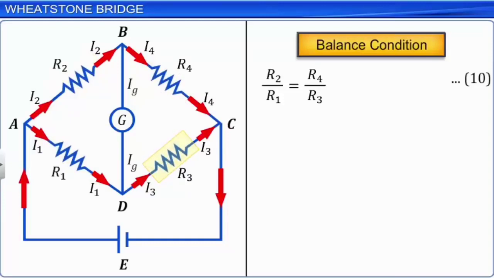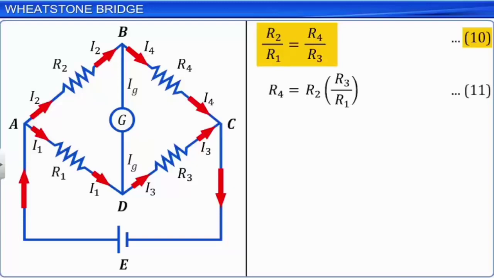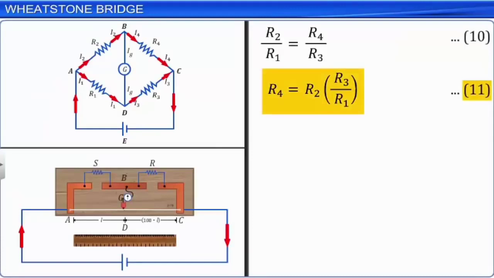Rearranging the terms in equation 10, we can write R4 is equal to R2 into R3 by R1. Let this be equation 11. Equation 11 is used in a practical circuit, which is called the meter bridge. The schematic diagram of a meter bridge is as shown.